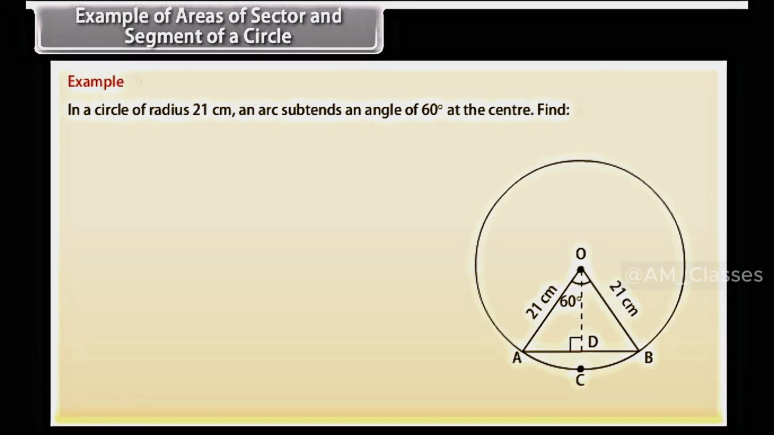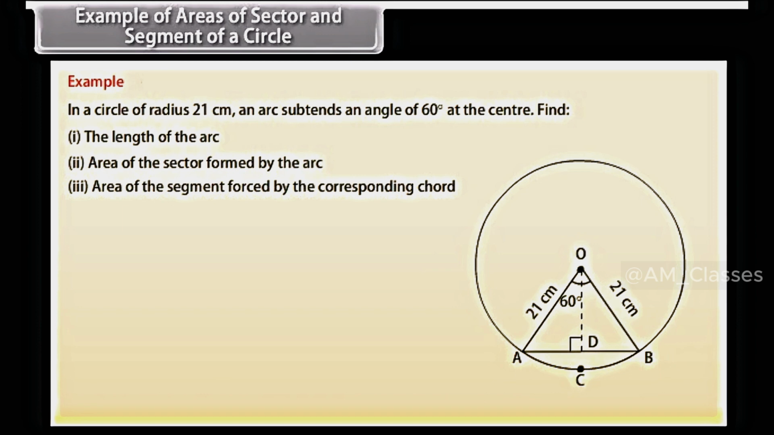Example. In a circle of radius 21 centimeter, an arc subtends an angle of 60 degree at the center. Find 1. The length of the arc, 2. Area of the sector formed by the arc, 3. Area of the segment formed by the corresponding chord. Use pi as 22 upon 7.